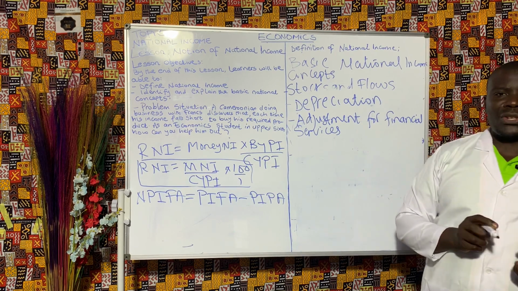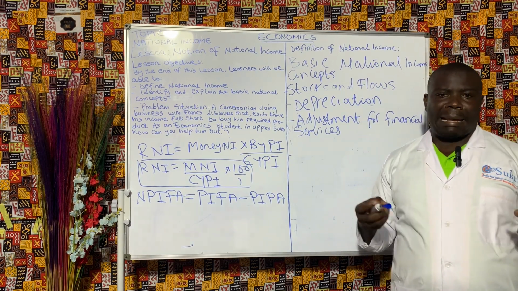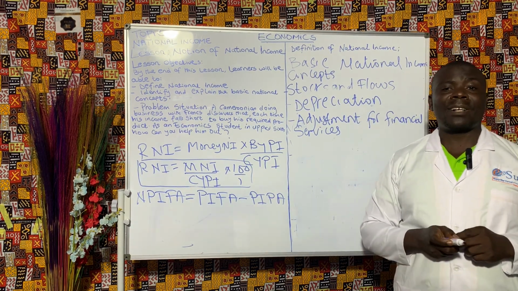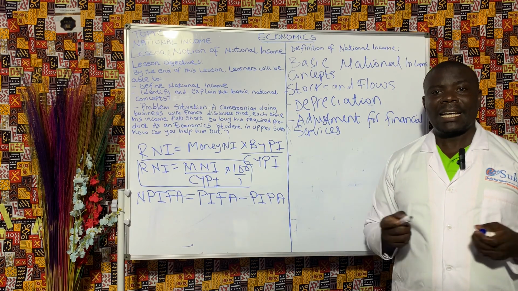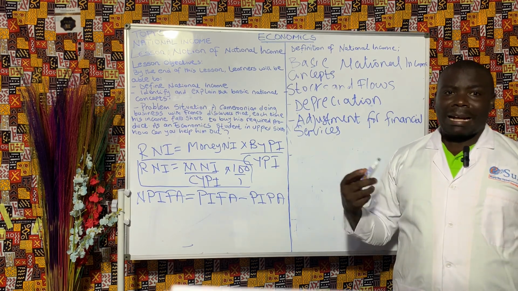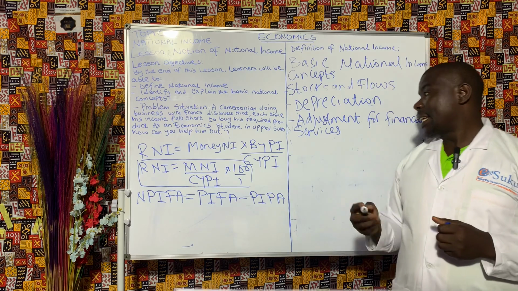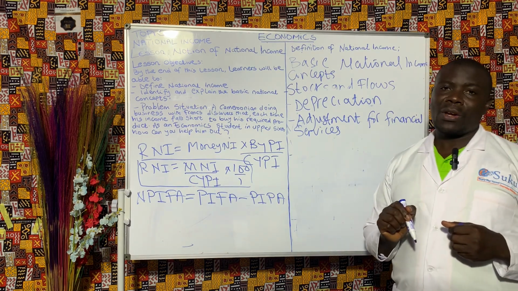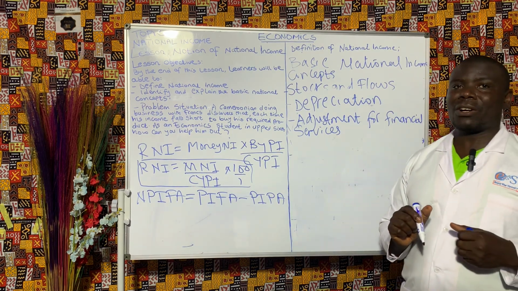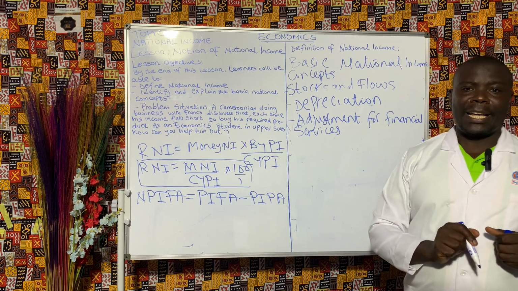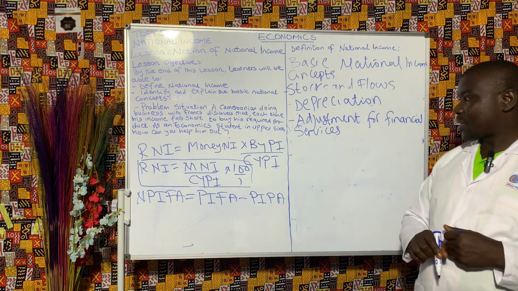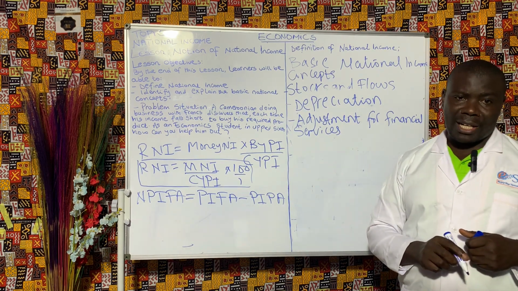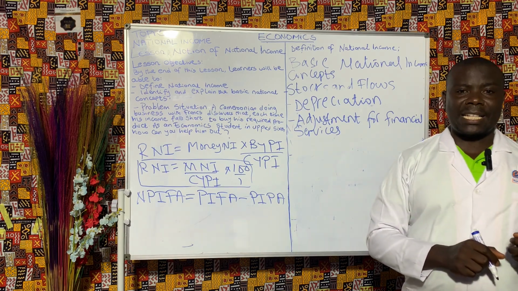The next we move on to is the adjustments for financial services. When interest received by savers and banks is counted twice, there must be that adjustment when measuring national income using the output method, as we are coming to see shortly in our subsequent lessons.